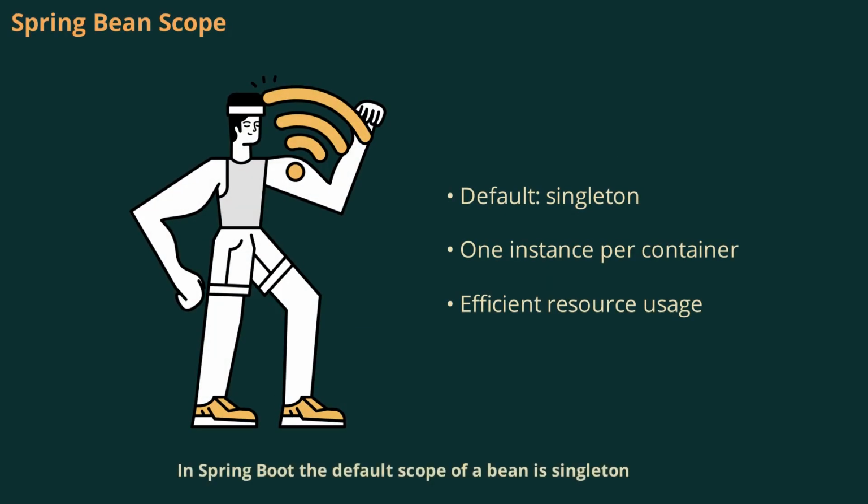In Spring Boot, the default scope of a bean is singleton. This means Spring creates one instance per container by default, ensuring efficient resource usage and consistent behavior across your application. Understanding bean scopes is essential for configuring your application's lifecycle and managing dependencies effectively.